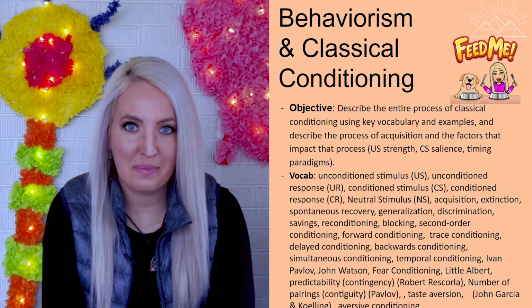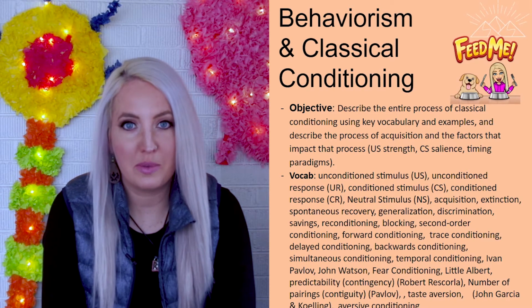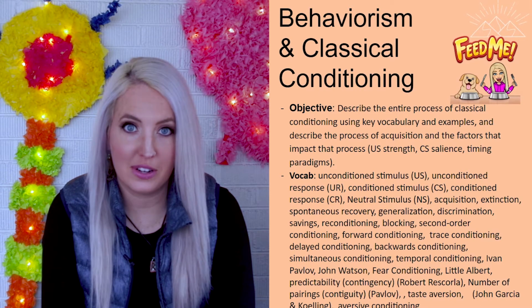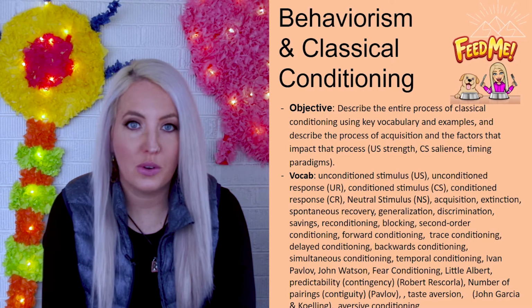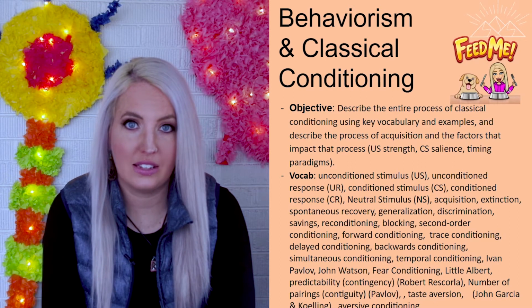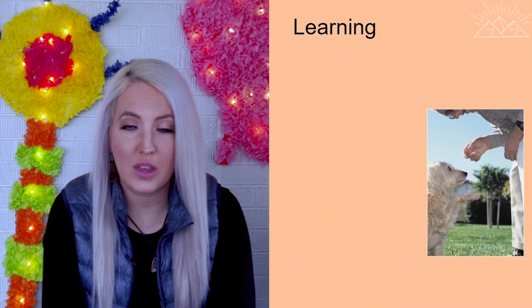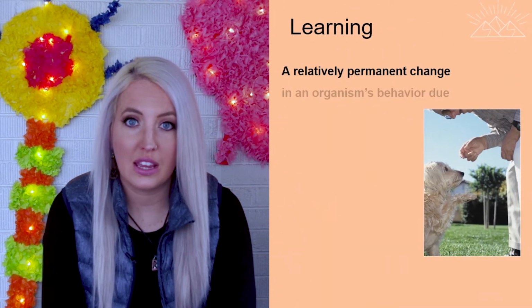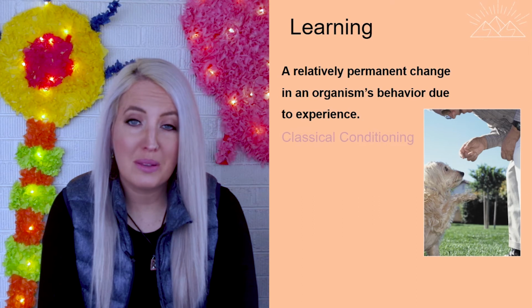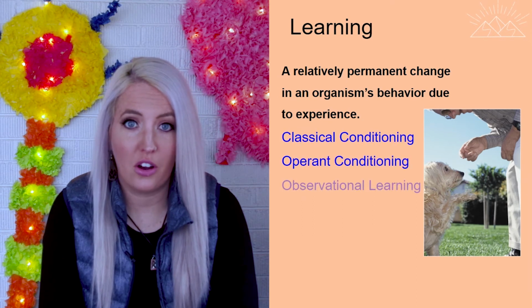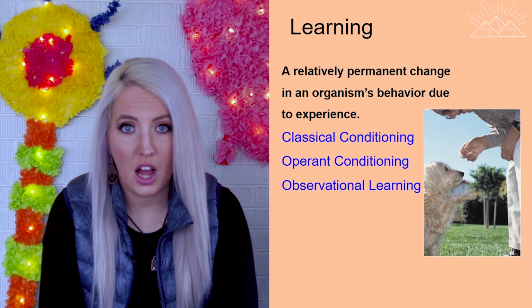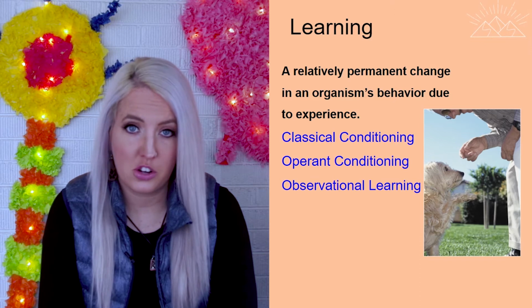Hello and welcome back. Today we are going to be starting our behaviorism unit, also known as the learning unit. In this unit, we are going to be taking a look at the ways that we can shape behavior using external forces. The three major categories in this unit are classical conditioning, operant conditioning, and observational learning.